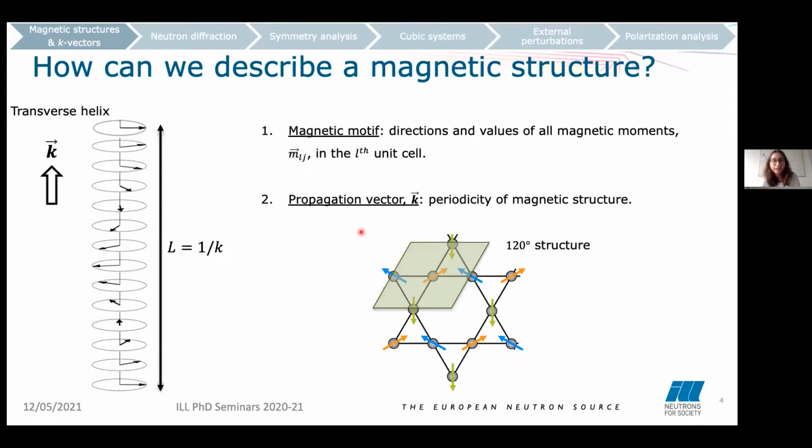And then the second thing that we need is what's called a propagation vector. This gives us the periodicity of the magnetic structure with respect to the underlying crystal structure. If we take a look at this transverse helix, what we have is a moment which rotates in the plane. If we start from the bottom moment, we have parallel planes of magnetic moments, where the propagation vector is perpendicular to these planes. The distance between two planes where the moments are pointing in the same direction is given as L, and this is 1 over k, k being the component of the propagation vector in this direction.